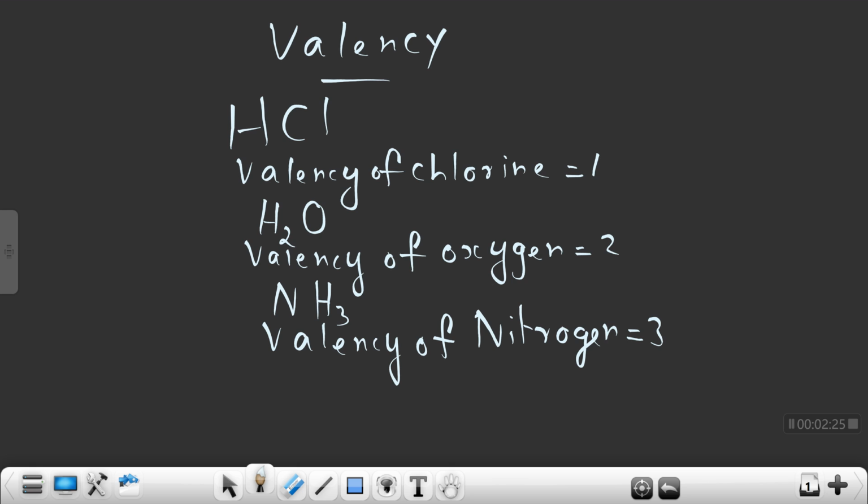Example, HCl. One atom of chlorine combined with one atom of hydrogen. So, the valency of chlorine is 1. Then, in water, H2O, one atom of oxygen combined with the 2 atoms of hydrogen. So, valency of oxygen is 2. In NH3, ammonia, one atom of nitrogen combined with the 3 atoms of hydrogen. So, valency of nitrogen is 3.